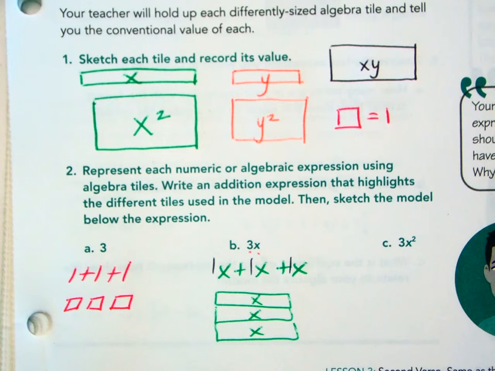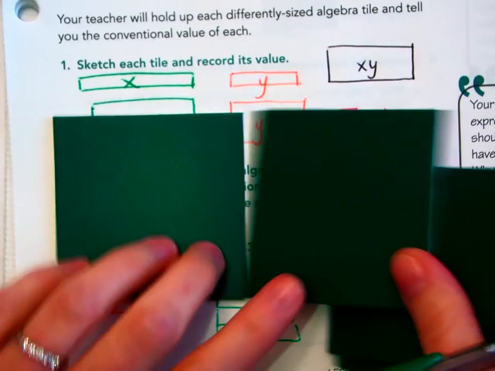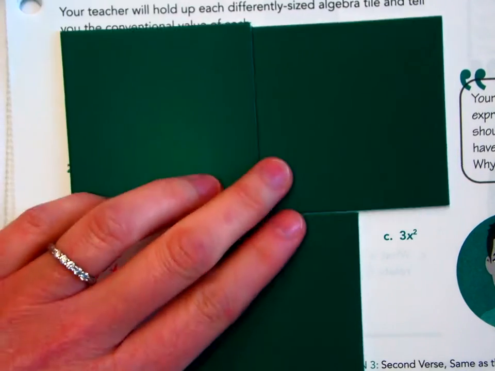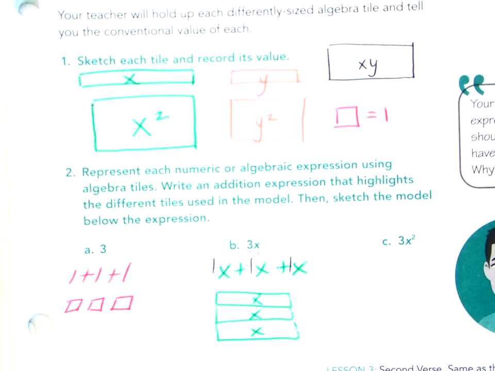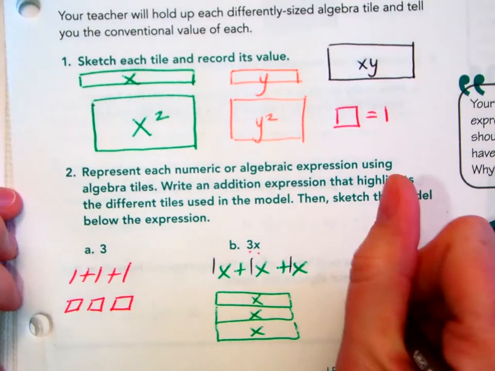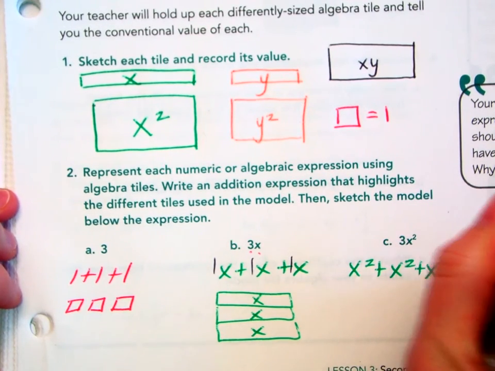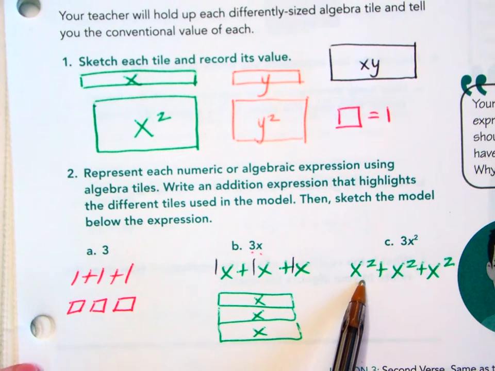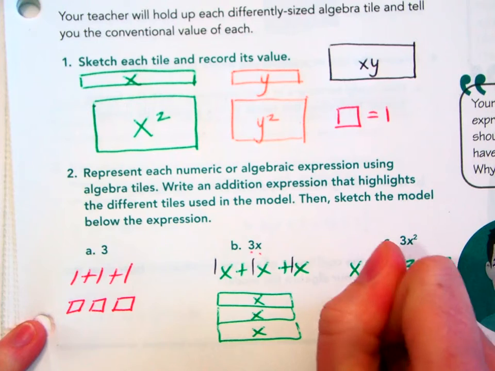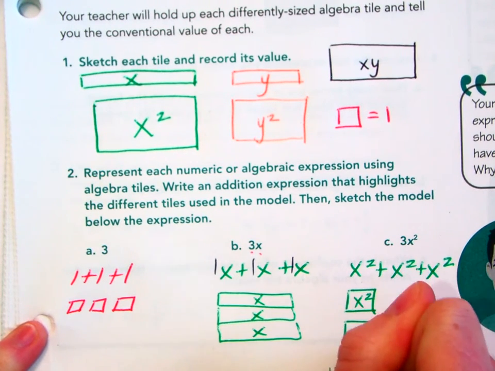3 x squared. That's when you bring out the x squared tile. So we need 3 of these to illustrate 3 x squared. X squared plus x squared plus x squared. Now, x's cannot be combined with x squareds. They're different tiles. They're different groupings. They would have totally different values.